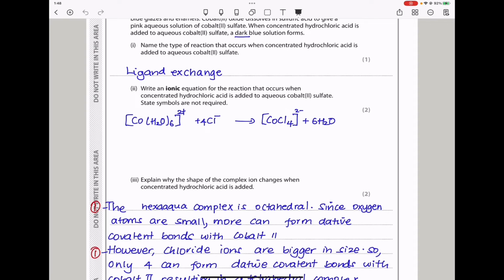Next, write an ionic equation for the reaction that occurs when concentrated hydrochloric acid is added to aqueous cobalt 2 sulfate. State symbols are not required. Because the cobalt 2 sulfate is aqueous, the cobalt 2 is going to be surrounded by water ligands as we see here. Then adding concentrated hydrochloric acid is going to be 4Cl-. Remember, chloride ligands are going to form tetrahedral complexes. So this is the product, and then that. The charge is 2- because cobalt is 2+, and each of the chloride is 1-. So here we have a 2- charge.